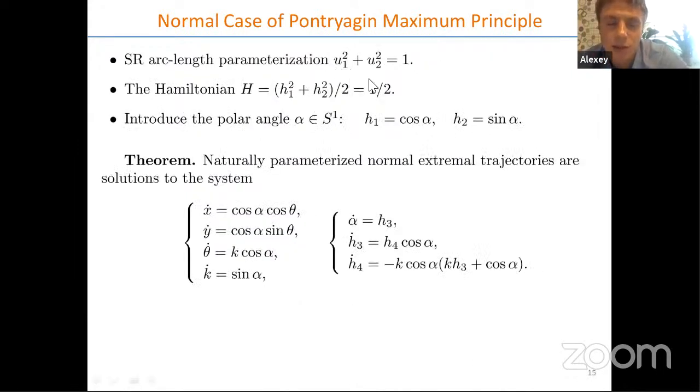Okay, then a few more simplifications. Let's use the natural parameterization. I mean, we can parameterize the geodesics by arc length, where the sum of squares of u1 and u2 equals 1. Then the Hamiltonian is one half, and then we can introduce the polar angle alpha, and we end up with the following theorem: naturally parameterized normal extremal trajectories are solutions to the following Hamiltonian system.